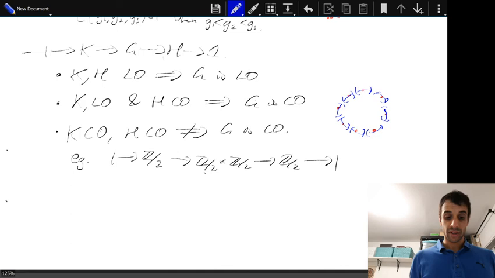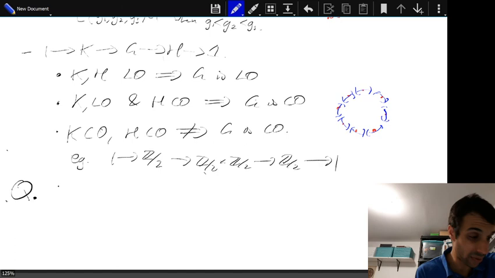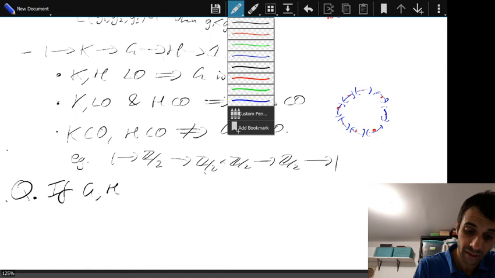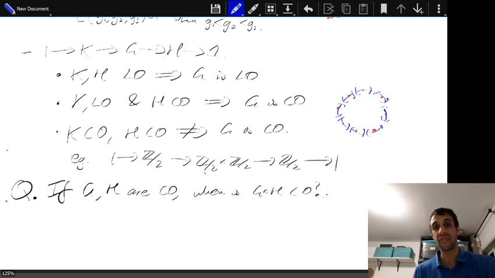So let's write down the first one, which is super tantalizing, because it's a very basic question and we don't know the answer. It's purely algebraic. If G and H are circularly orderable, when is G cross H circularly orderable? This is a very basic question, and we really don't know how to answer this.